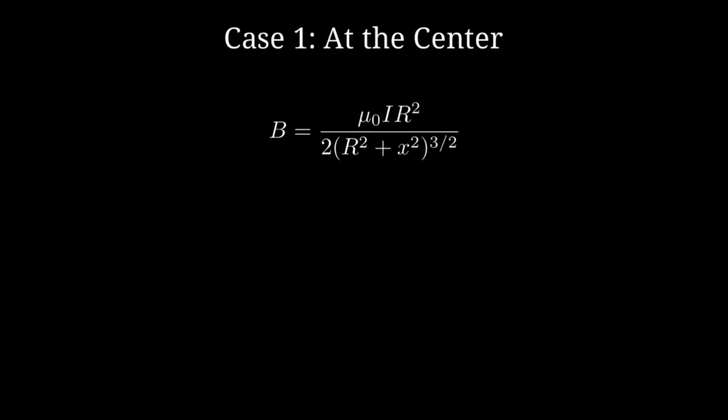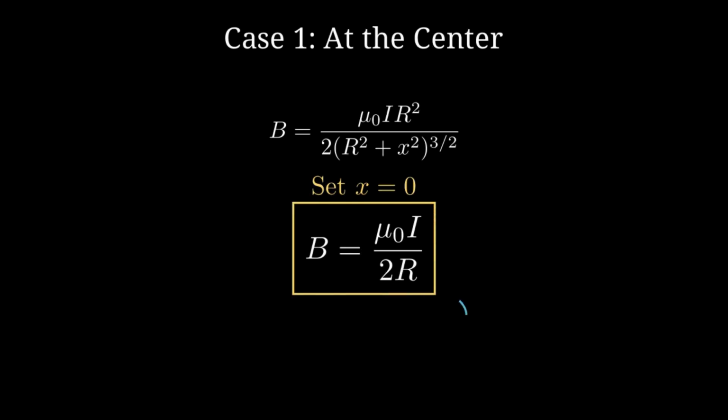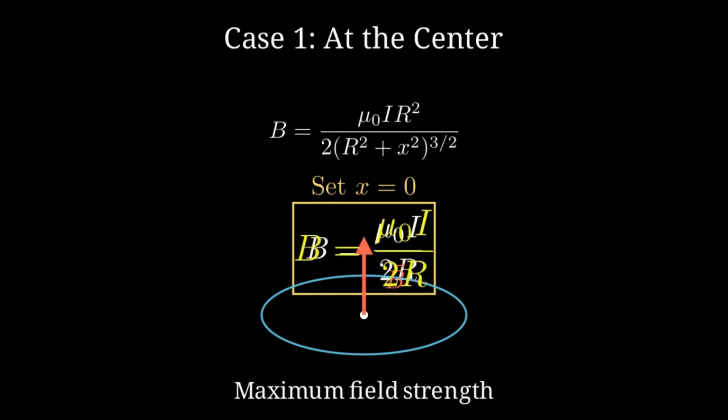Let's look at a specific case. When x equals 0, we are at the very center of the loop. The formula simplifies significantly to mu0 times I, divided by 2r. This is the point where the magnetic field is at its maximum strength because all parts of the loop are at the minimum possible distance from the point.